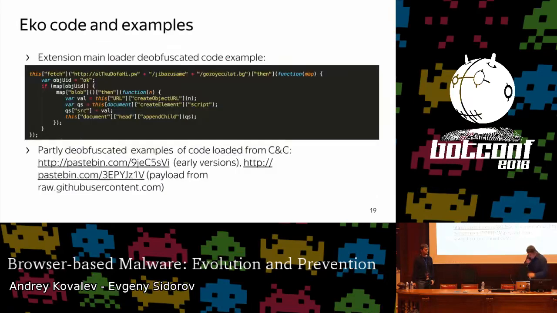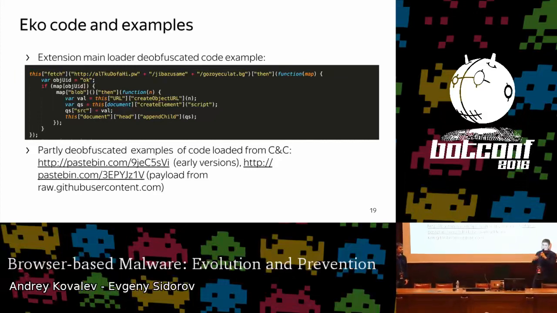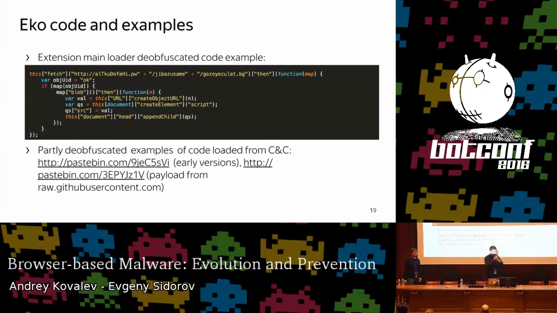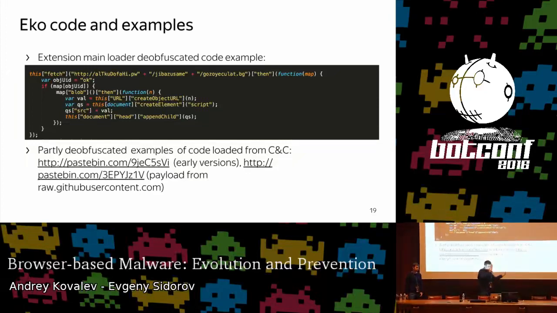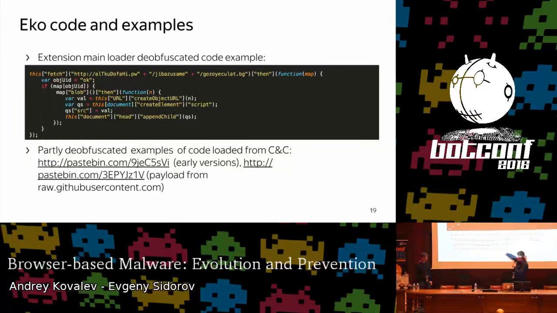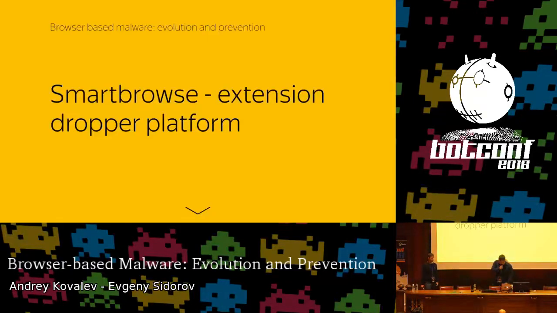Well, the main extension code you can find on the slide. It's partly deobfuscated. We saw several examples when this piece of code was inserted into a big bunch of code from other extensions, which was loaded from GitHub, for example, to masquerade the main malicious activity. So this code just loads the main activity from the server and inserts it into the page. The main code of the botnet can be found in Pastebin links. It's loaded by the main script. So this was one interesting example, and let's go to another.